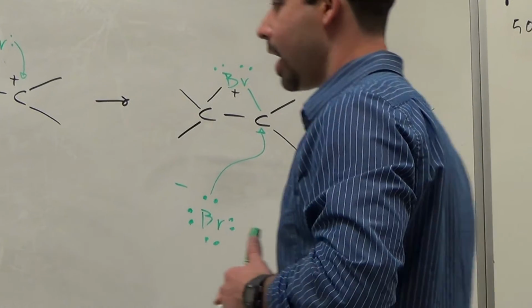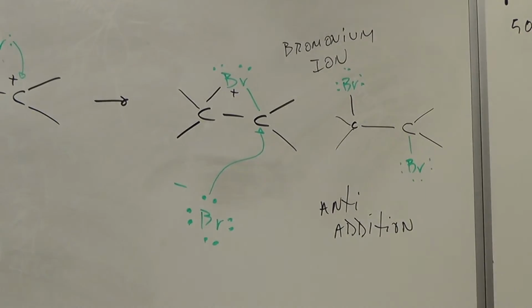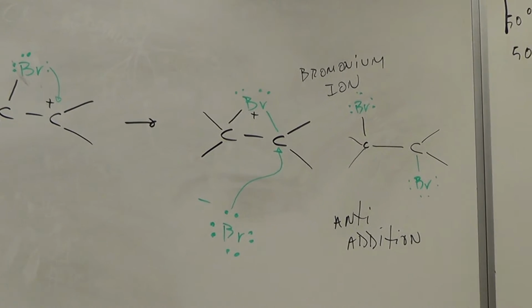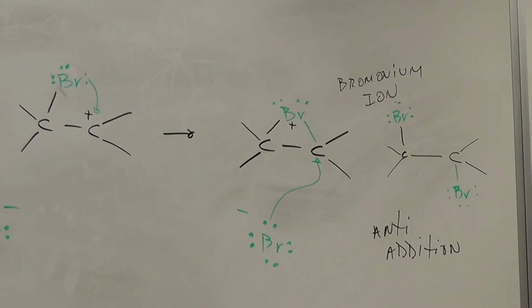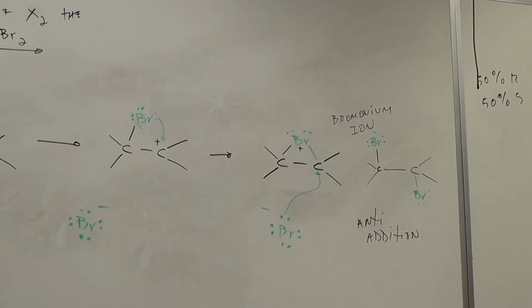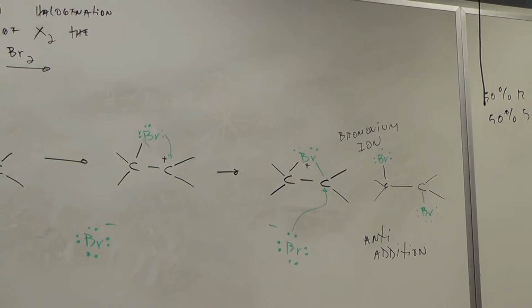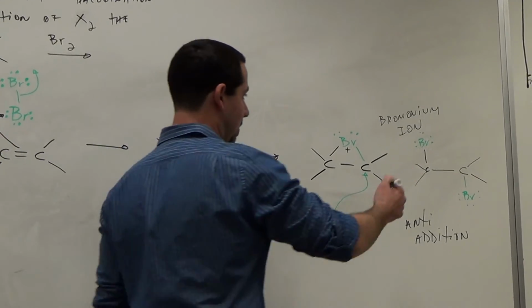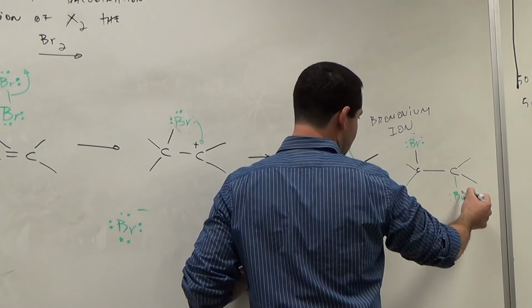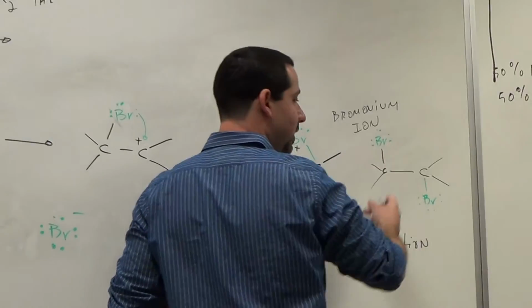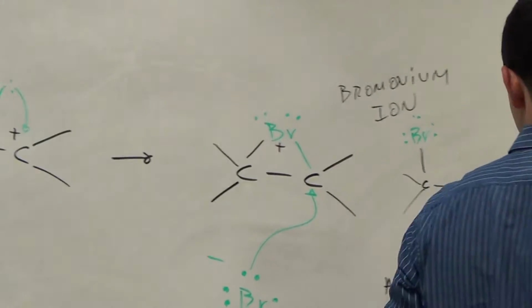Anti-addition. Anti-addition means, actually it's anti-periplanar or anti-coplanar. I like periplanar. It sounds more intriguing, yes? Periplanar means that this here and that here are on the same plane. So if you look at the Newman projection for this, how is that going to look?